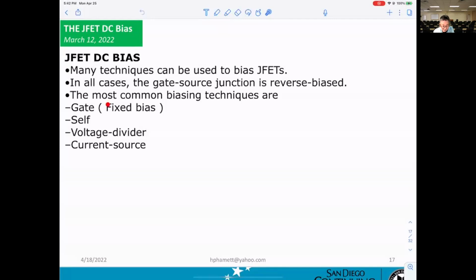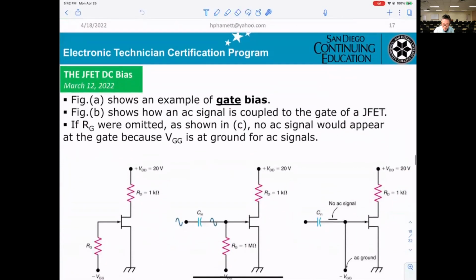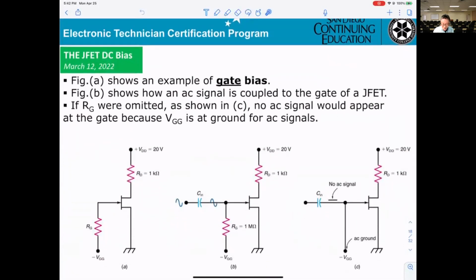The first one will be a fixed bias. The second one we call self bias, and the next one will be voltage divider bias. Those three things we concentrate on, and the last one, current source bias. We don't need much on that one.